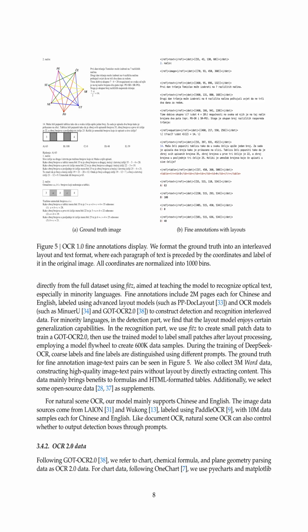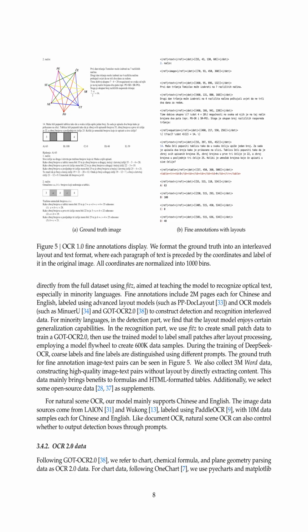In the recognition part, we use FITs to create small patch data to train a GOT-OCR 2.0, then use the trained model to label small patches after layout processing, employing a model flywheel to create 600K data samples. During the training of DeepSeek-OCR, coarse labels and fine labels are distinguished using different prompts. The ground truth for fine annotation image-text pairs can be seen in Figure 5. We also collect 3M word data, constructing high-quality image-text pairs without layout by directly extracting content.